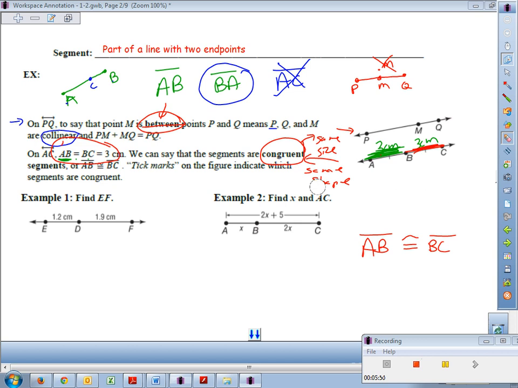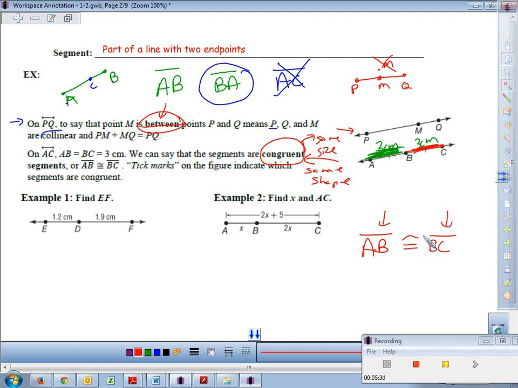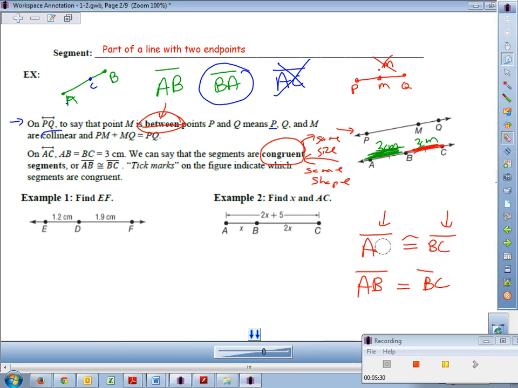But here's the big thing. Symbolization is crazy. Do you see that I had segment bars above this information right here? And this is the congruent symbol. It's an equal sign with a little squiggle above it. If you use segment bars, you must use a congruent symbol. If you write this, this is wrong. Segment AB cannot be equal to segment BC. It just can't happen. Distances are equal, segments are congruent.